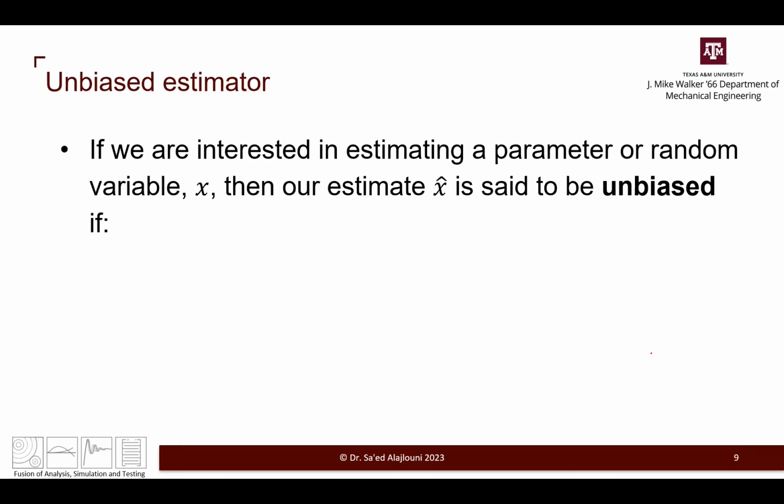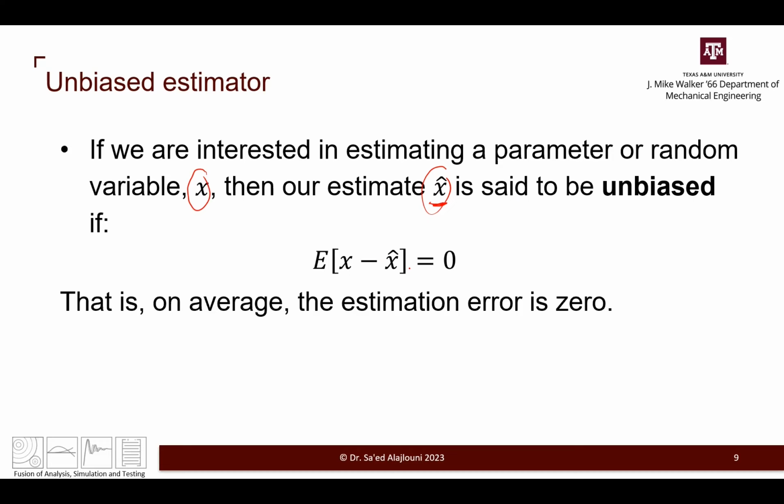Also, one important thing to know is the definition of an unbiased estimator. Have you heard of it? Let's say we want to estimate a random variable x, and we come up with an estimate, which we call x hat. Then our estimate is unbiased if the expected value of x minus x hat is 0. What does this mean in words? It means that on average the estimation error, which is x minus x hat, is 0, which is a nice, desirable property to have in an estimator.